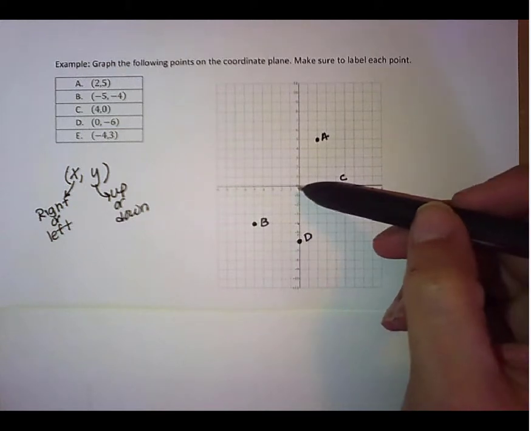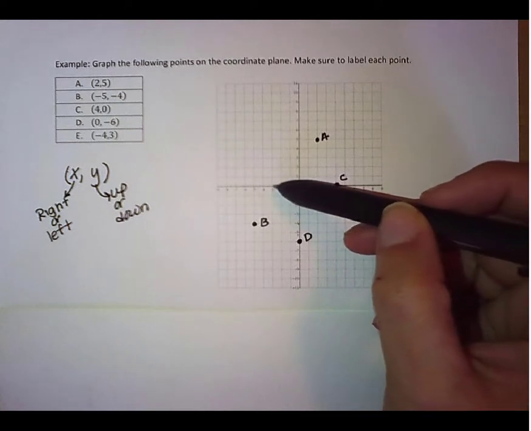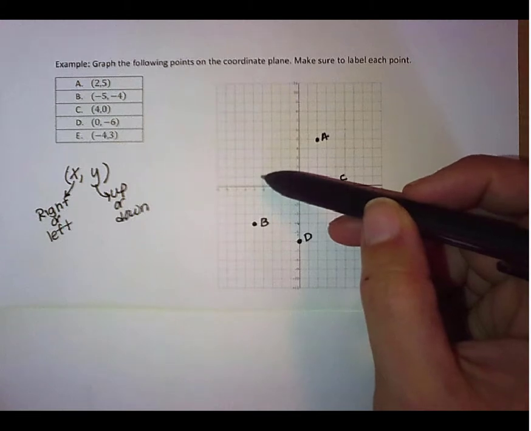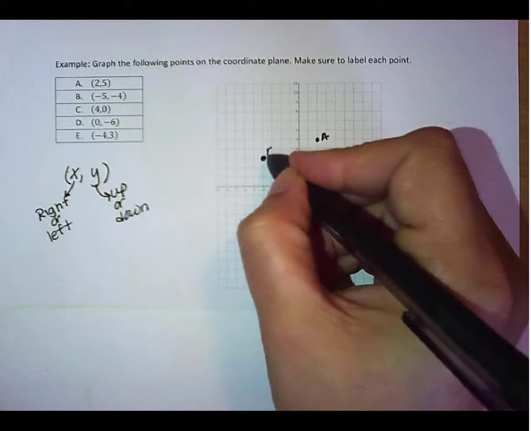So our last point, (-4, 3), we're going to go to the left 4. So 1, 2, 3, 4, and up 3, 1, 2, 3. Draw our point here. Again, labeling it with the letter E.